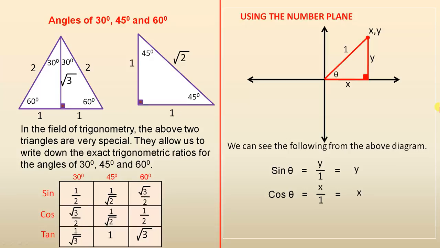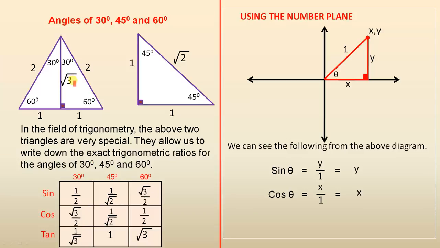Angles of 30 degrees, 45 degrees and 60 degrees. In the field of trigonometry, the above two triangles are very special. They allow us to write down the exact trigonometric ratios for the angles of 30 degrees, 45 degrees and 60 degrees. Now here we have an equilateral triangle where the three angles are 60 degrees, and you can see here we have a perpendicular where each of those angles are 30.